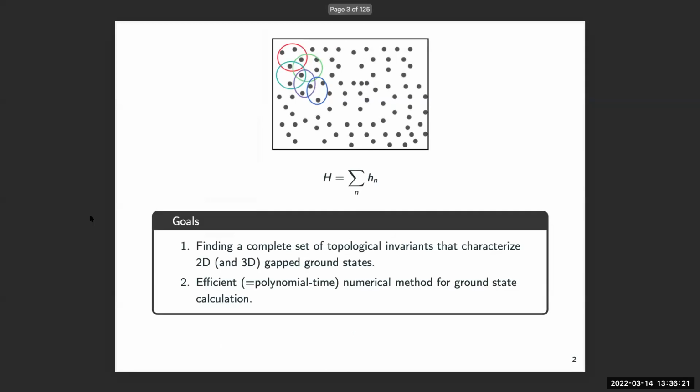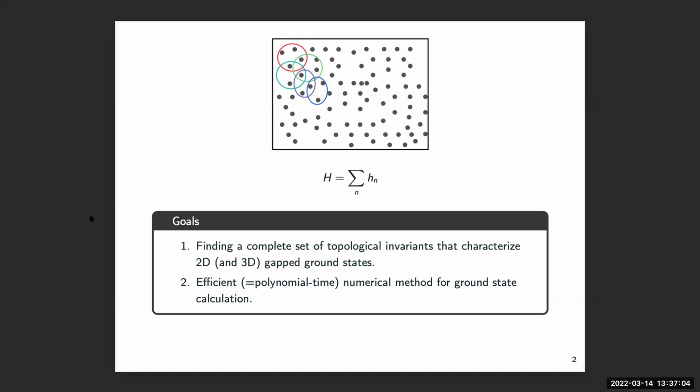Okay. So the main goal that ultimately we want to achieve in this program is basically twofold. One is to find a complete set of topological invariants that characterize 2D or, let's say, 3D gapped ground states. By topological invariants, I mean something that remains invariant under adiabatic evolution that doesn't close the energy gap. And by complete, I mean something such that if these sets of topological invariants of two phases coincide with each other, then the phases are equivalent, which is obviously going to be a little bit difficult, but that's the goal. And the second goal is to come up with an efficient method to basically simulate these systems classically.